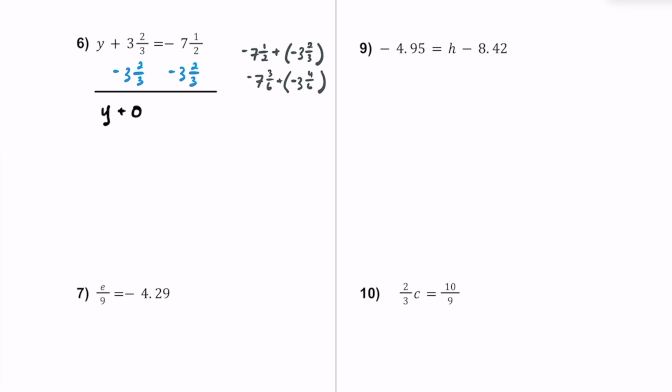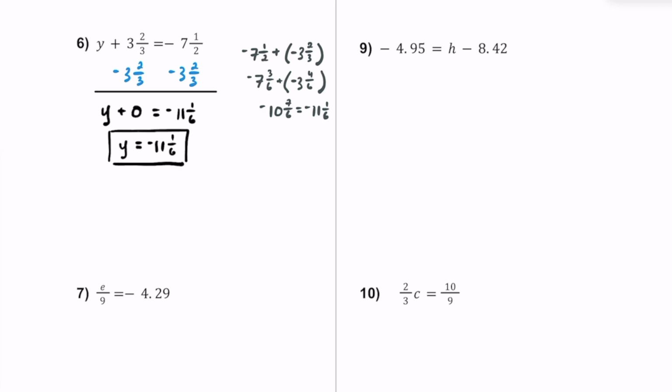Okay, so adding two negatives is not too bad. This is going to be negative 10 7/6, which simplifies to negative 11 1/6. So I think if we go ahead and subtract those two fractions together, we're going to get negative 11 1/6 here. Now, if we use the identity property of addition, we can drop the 0 and just say y is equal to negative 11 1/6. I believe this should be our solution.